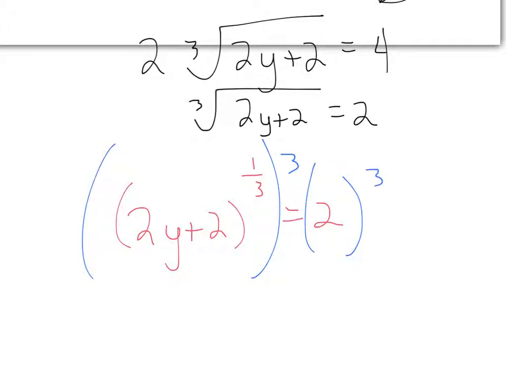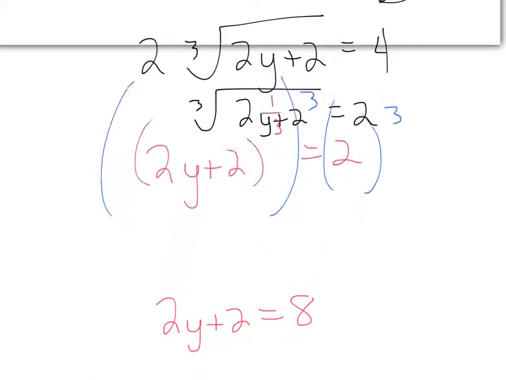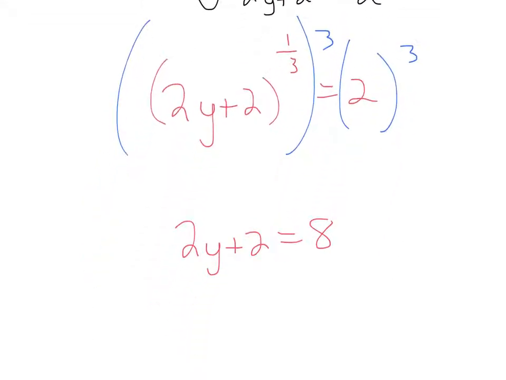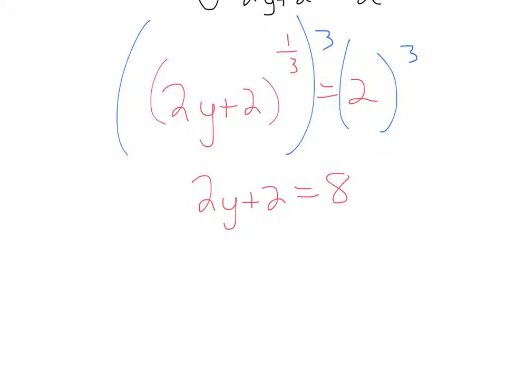Now again, you could have done that in this line right here. You don't have to rewrite it in red the way I wrote it here. Okay, you could cube here, and you get the same exact result. And at this point, once you get rid of the radical, you have a simple linear algebraic equation. Subtract 2 to give you 6, divide by 2 to give you y equals 3.